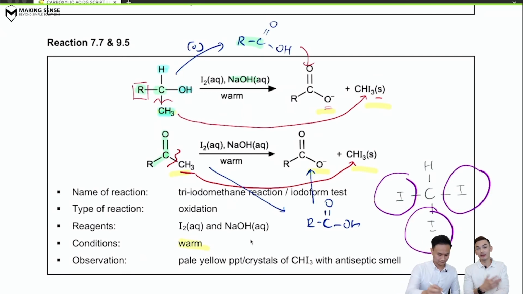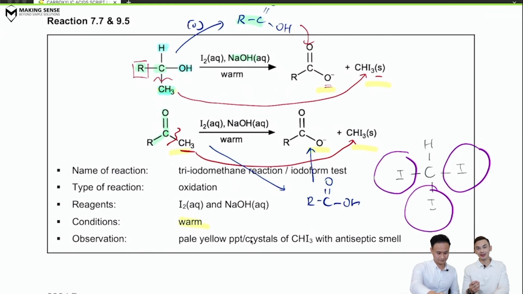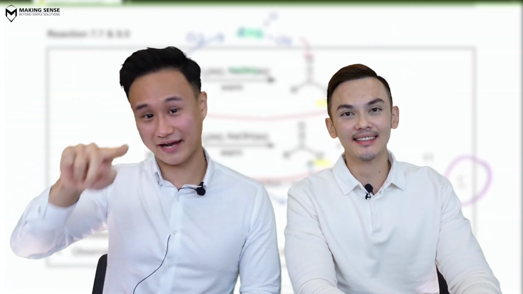Okay? Yep, and once it's broken down, then you won't be able to see the yellow precipitate anymore. So I think the whole idea is to ensure that CHI3 will still be stable, we can still observe it, and therefore we can write down the observation as a confirmation test. Correct. Hey students, so that were the 8 reactions that we just saw on how to prepare carboxylic acids.